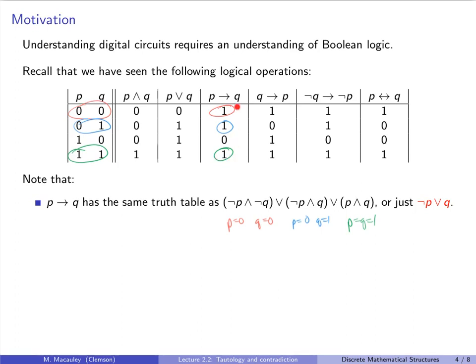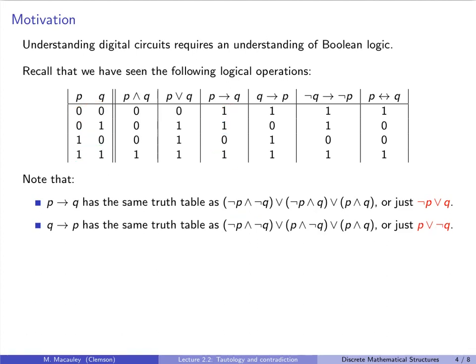We could just look at all of the entries that are 1, and we can construct a bunch of clauses like this, and OR them all together. Of course, another way we can write this, as we saw in the previous lecture, is just not P or Q. You can see right here that this is true when P is false or when Q is true. Similarly, Q implies P has the same truth table as this long expression. It's the one that we got up here, just reversing the roles of P and Q. Or just P or not Q.